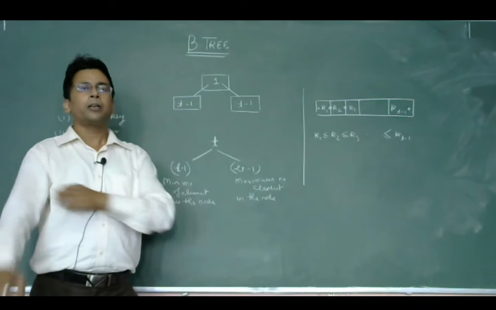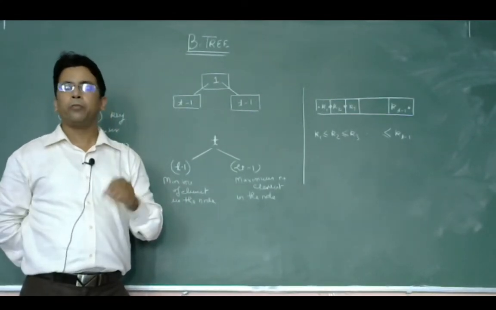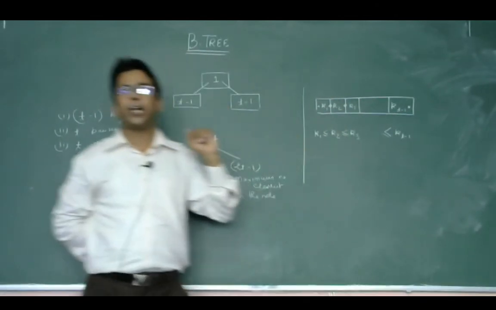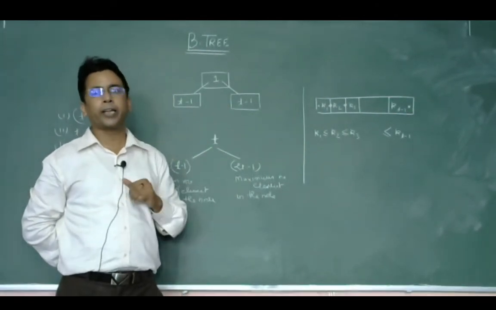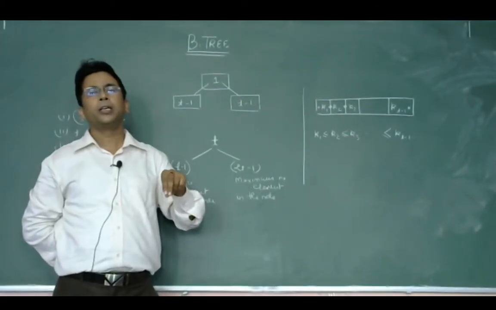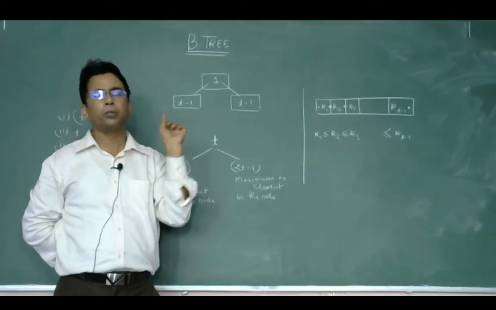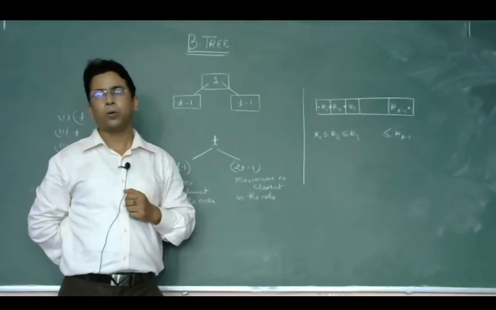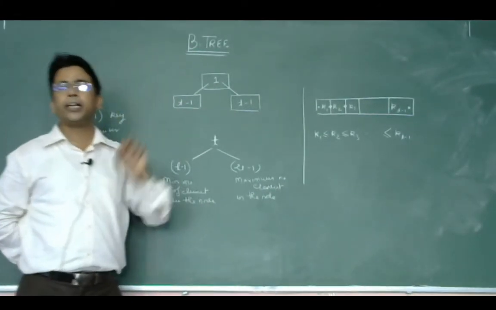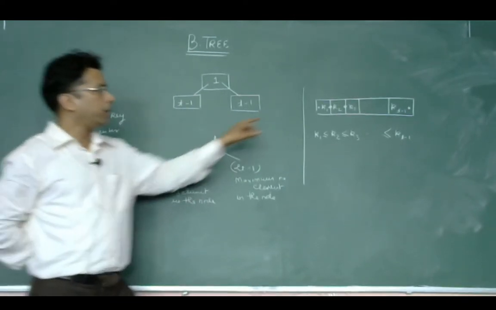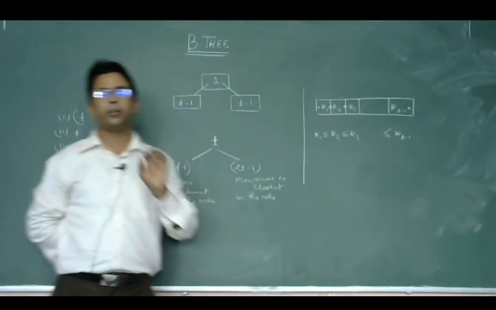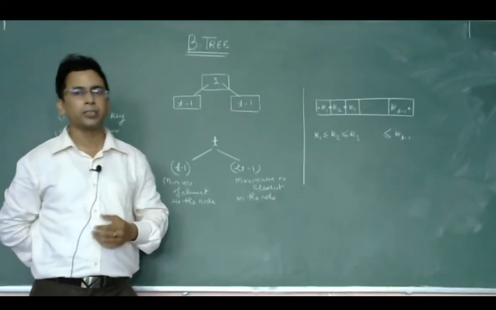The right pointer refers to the elements which are greater than that element, and the left pointer refers to the elements which are smaller than that element. If a pointer is lying between two key elements, then those values are limited between the two key elements. So if a node has t minus 1 elements, then it would have t pointers, or t children.